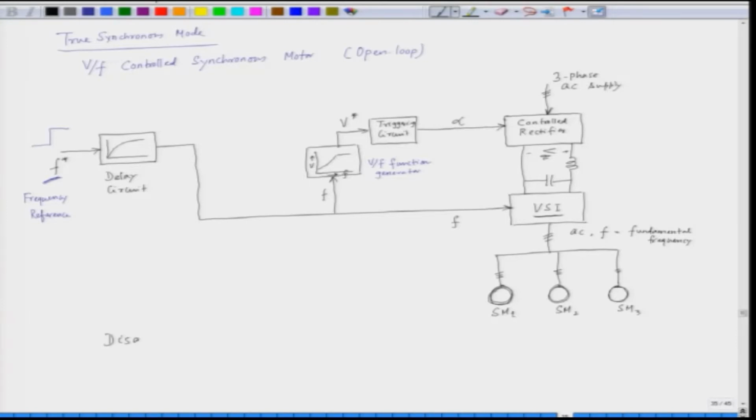The disadvantage of this drive, as we have discussed a little before, is instability. The main disadvantage is hunting and instability.